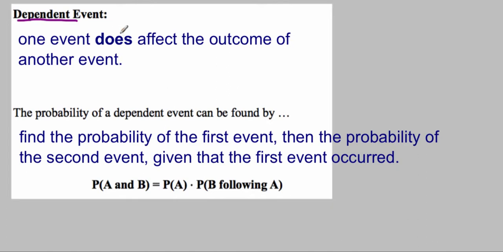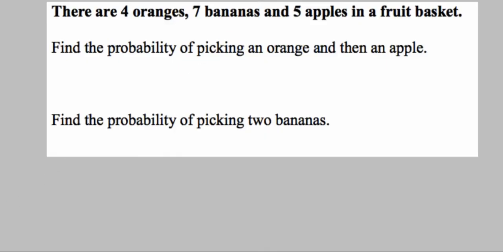And here's the big part. One event does affect the outcome of another event. So basically, whatever happens first affects what happens next. Okay? So to find the probability of a dependent event, find the probability of the first one, and then find the probability of the second one given that this happened. So we write that as probability of B following A. So it might not be the normal probability for something happening. We have to think specifically about, okay, what's the likelihood after something else has already occurred? And it'll make a little more sense as we see it in action here.